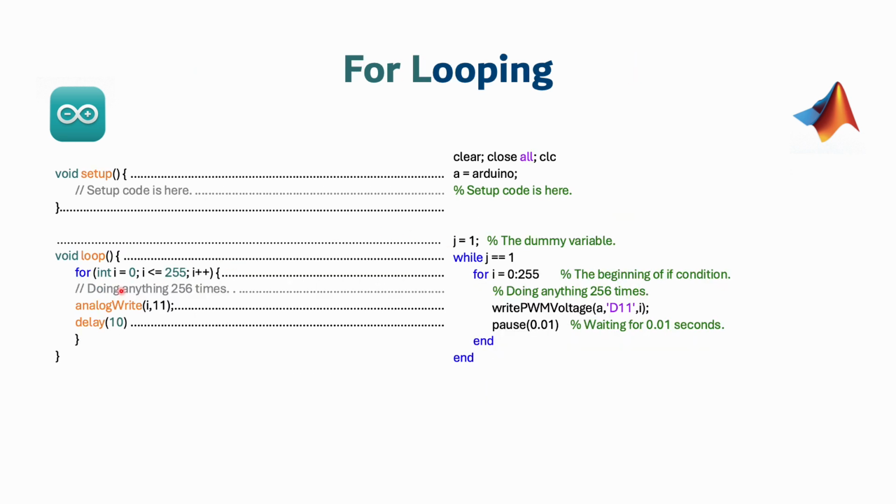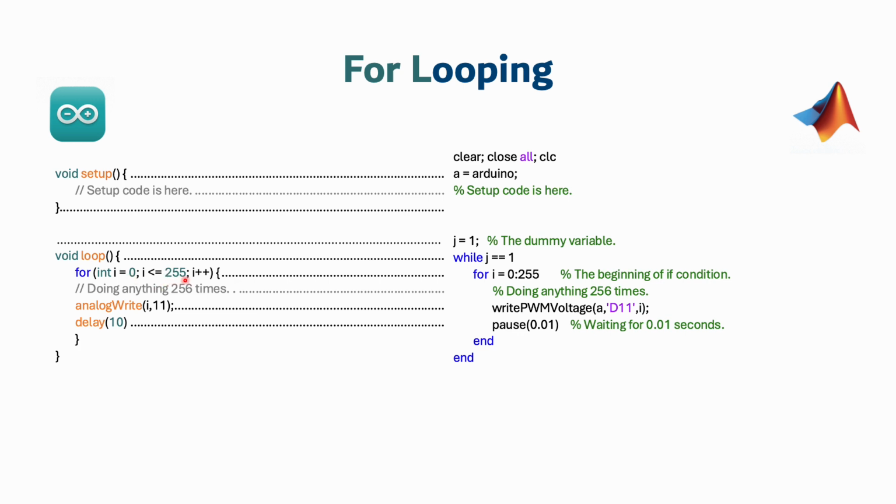The last one is for looping. Sometimes we need to do something many times. For instance, I want to do something here 256 times with different conditions. Imagine that I want to turn on an LED with different brightness, starting from 0% up to 100%. So what I do is declare an integer i starting from 0 up to 255.